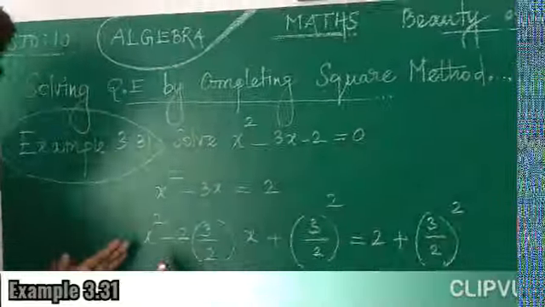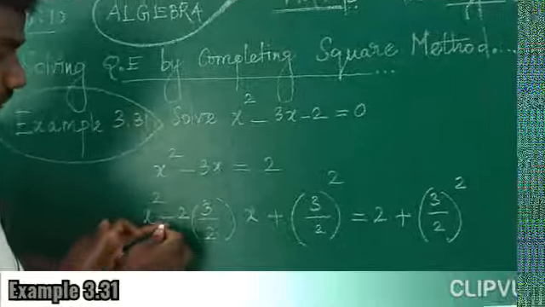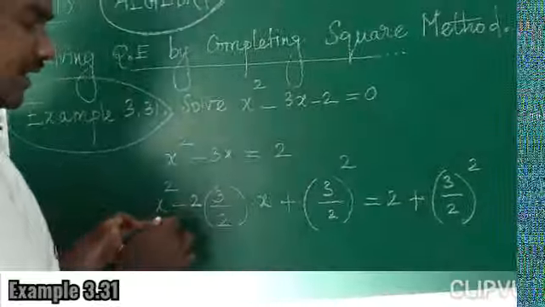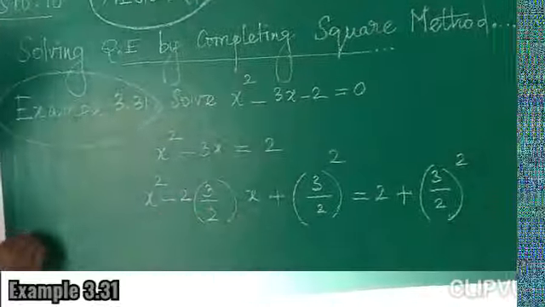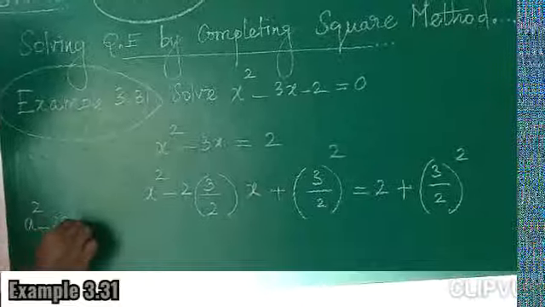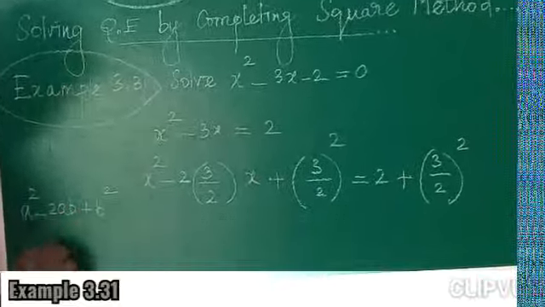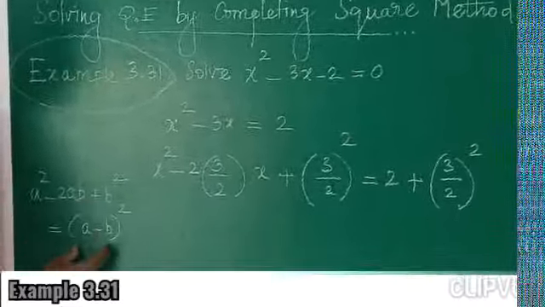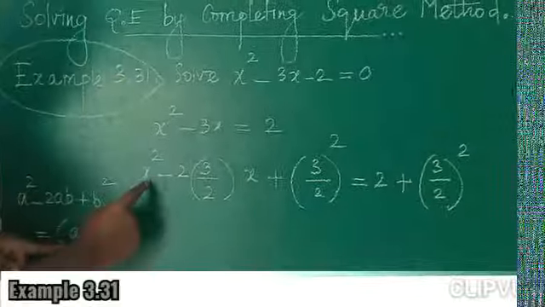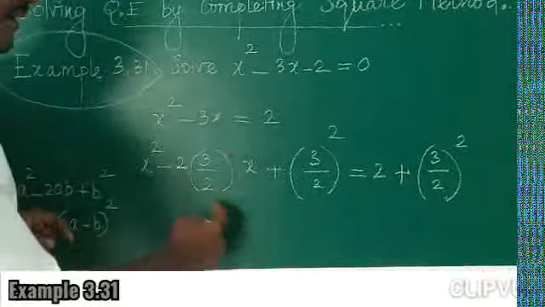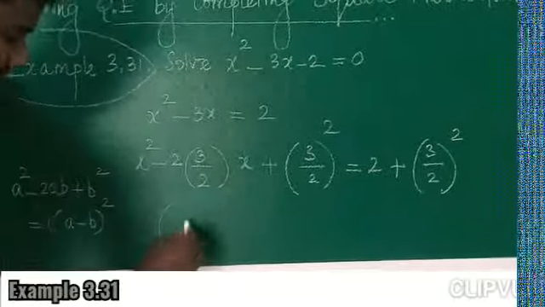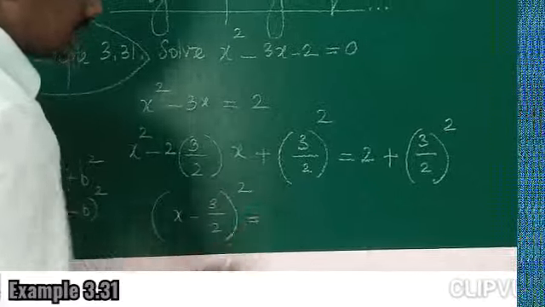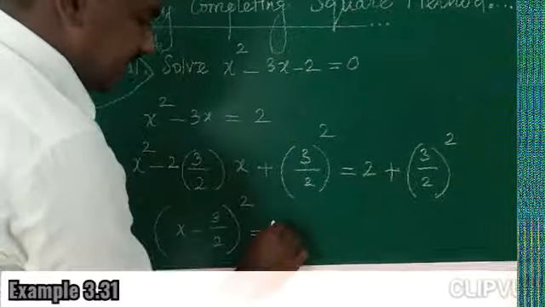Okay. Next term, it is in the form of a square minus 2ab plus b square, which is equal to a minus b whole square. So it can be written as a minus b whole square. So what is a? Here a is x and b is this 3 by 2. So it can be written as x minus 3 by 2 the whole square, which is equal to this right hand side. We can simplify it here.